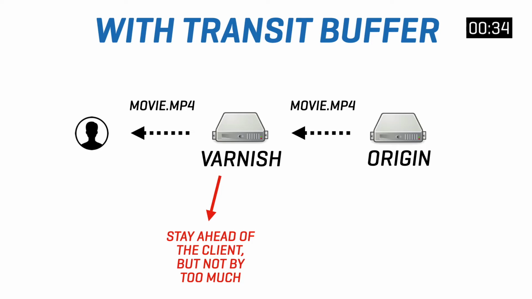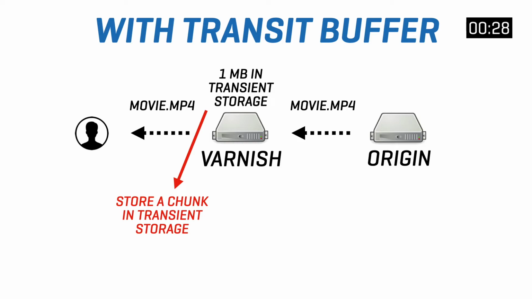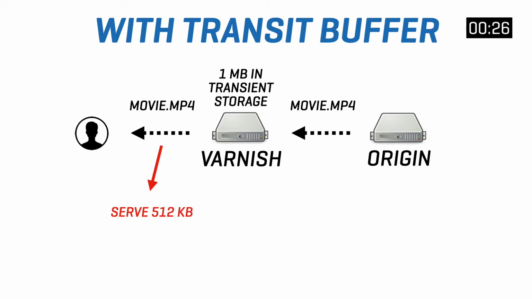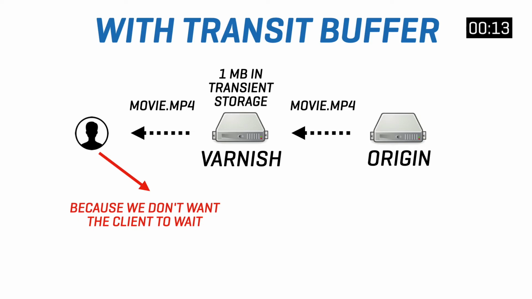If you set the transit buffer to a megabyte, up to 1 megabyte is kept in transient storage under the form of chunks and is continuously sent to the client. For example, 512K at a time, while another 512K is fetched at the same time. What we want to do is keep enough data in the transient storage to ensure that the client doesn't have to wait. So it's a balancing act.